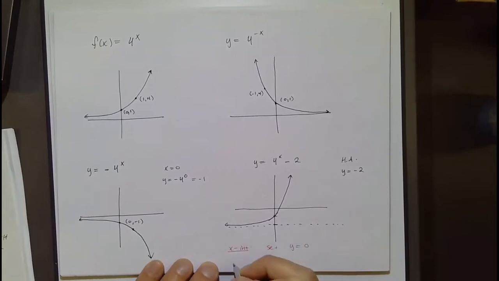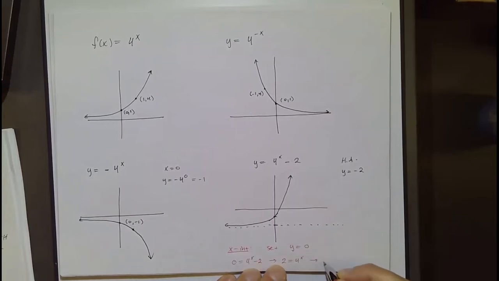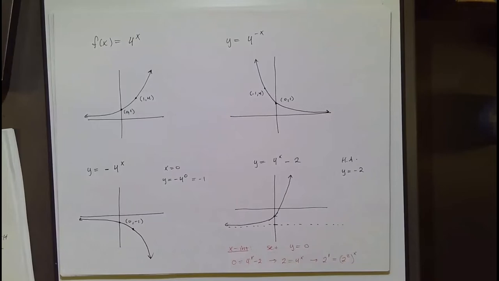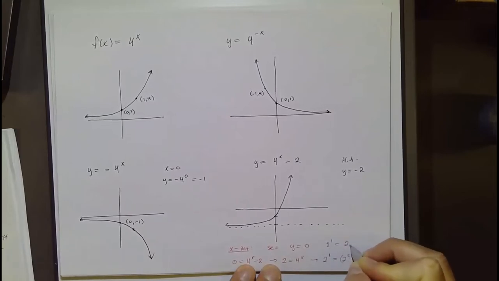So then if I'm going to solve 0 equal to 4 to the x minus 2, I'm going to bring the 2 to the other side. So I'm going to get 2 equal to 4 to the x. And then you can either know the answer or solve it by writing both things as powers of the same base. So I might rewrite this as 2 to the first equals 2 squared to the x, or 2 to the first equals 2 to the 2x.